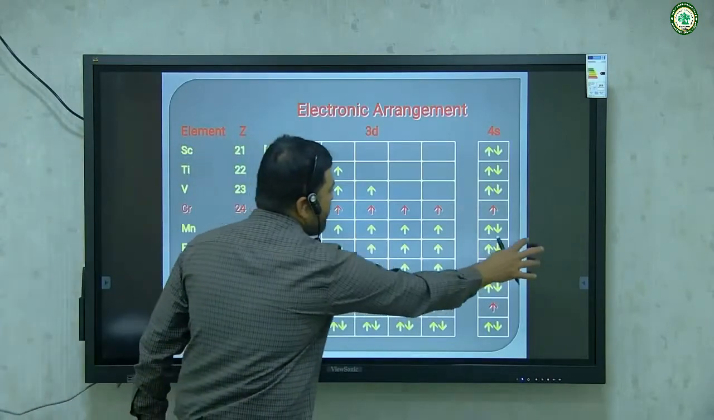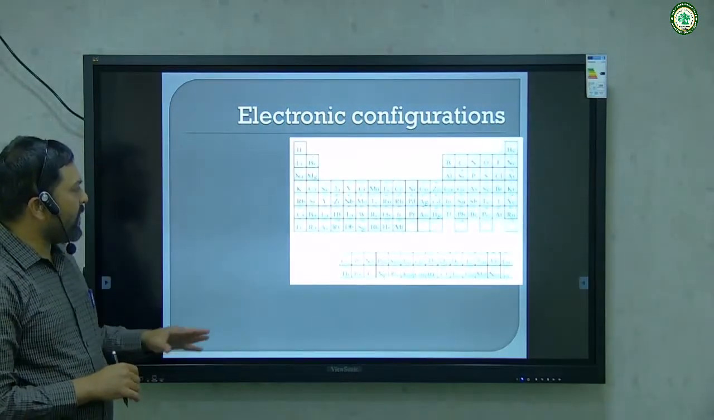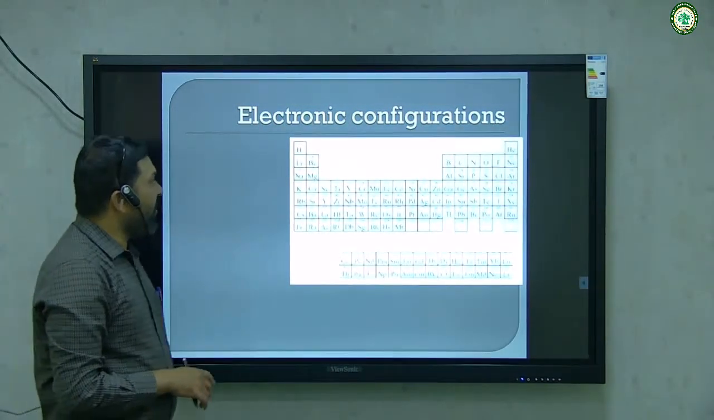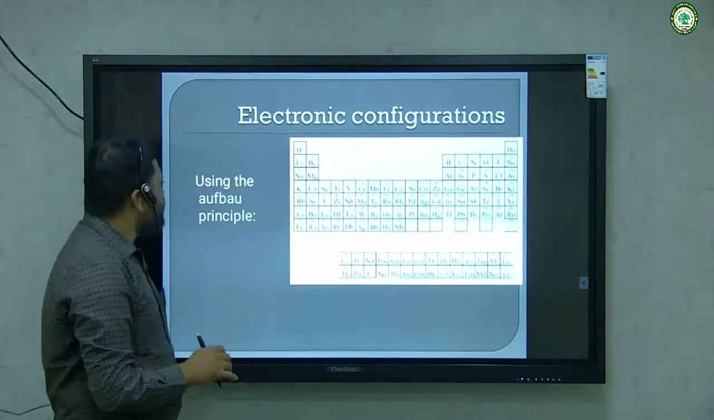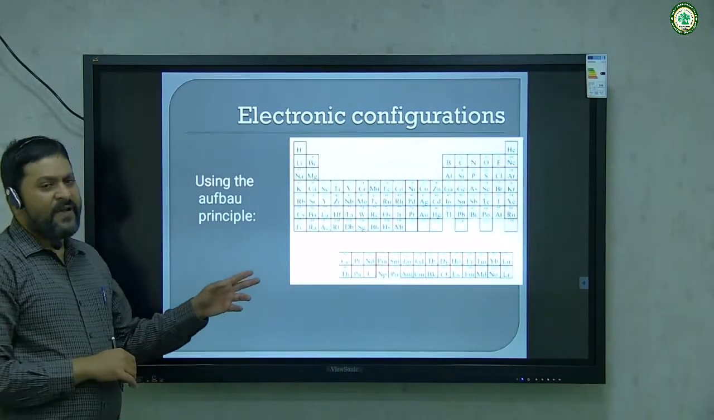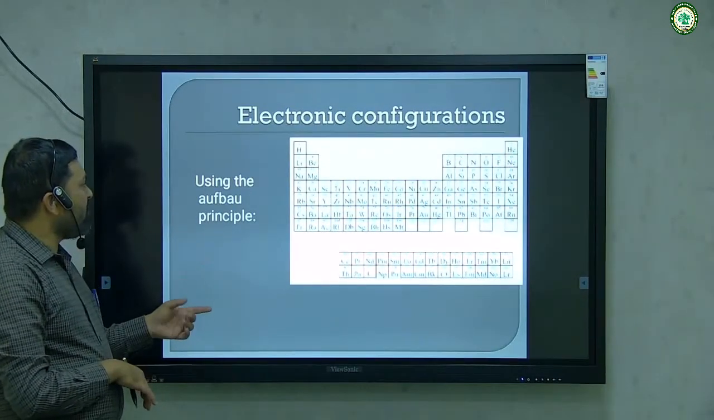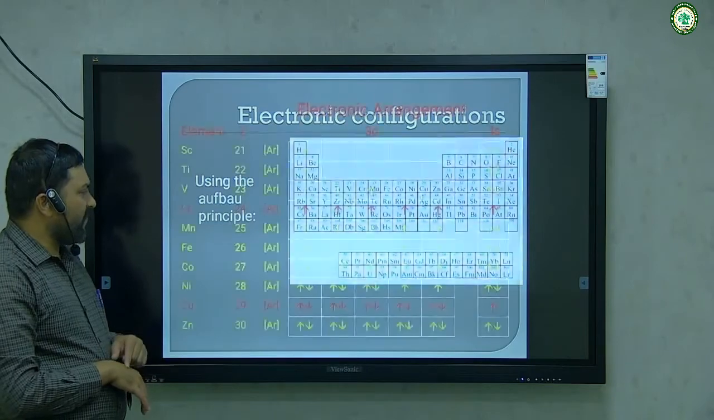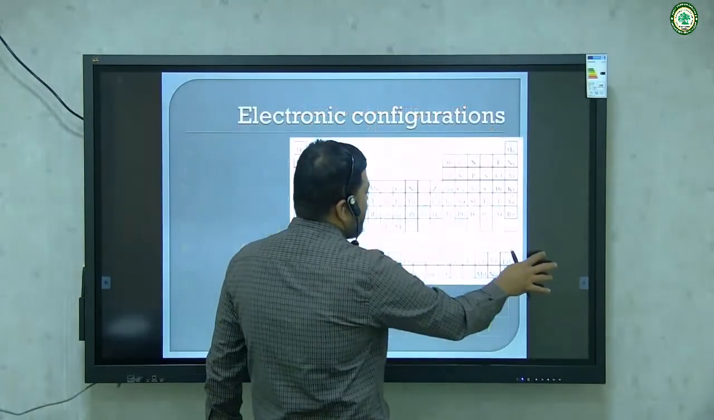Okay, after that let us study this. This is the electronic configuration of the whole periodic table, that you have seen here. Here again the electronic configuration of this 3d and 4s series is written using the Aufbau principle.